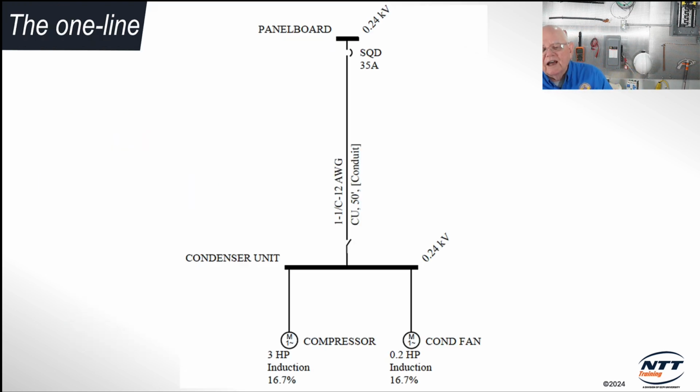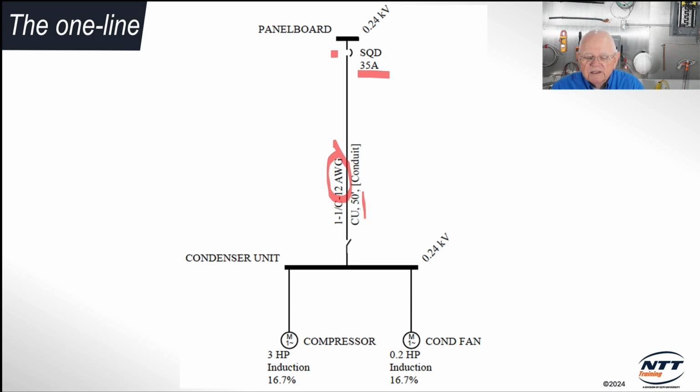Here's a one-line diagram. Maybe it'll help you out too. This is an example. We have a 35 amp circuit breaker. So this would be a molded case circuit breaker. And we're using some number 12 AWG copper. I put 50 feet in, whatever it is, okay? Doesn't take into account voltage drop, does it?